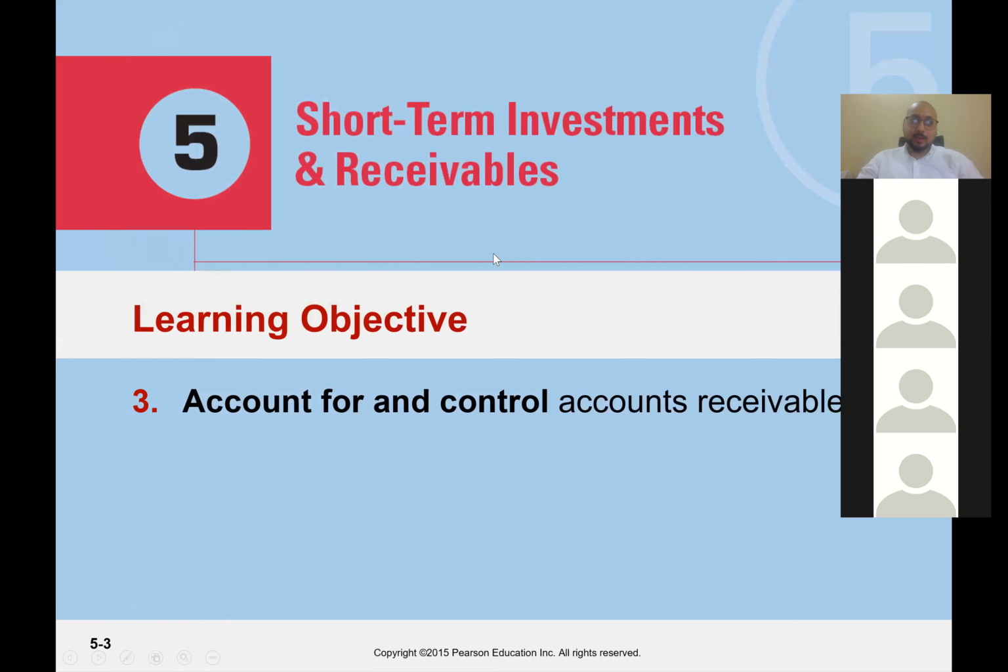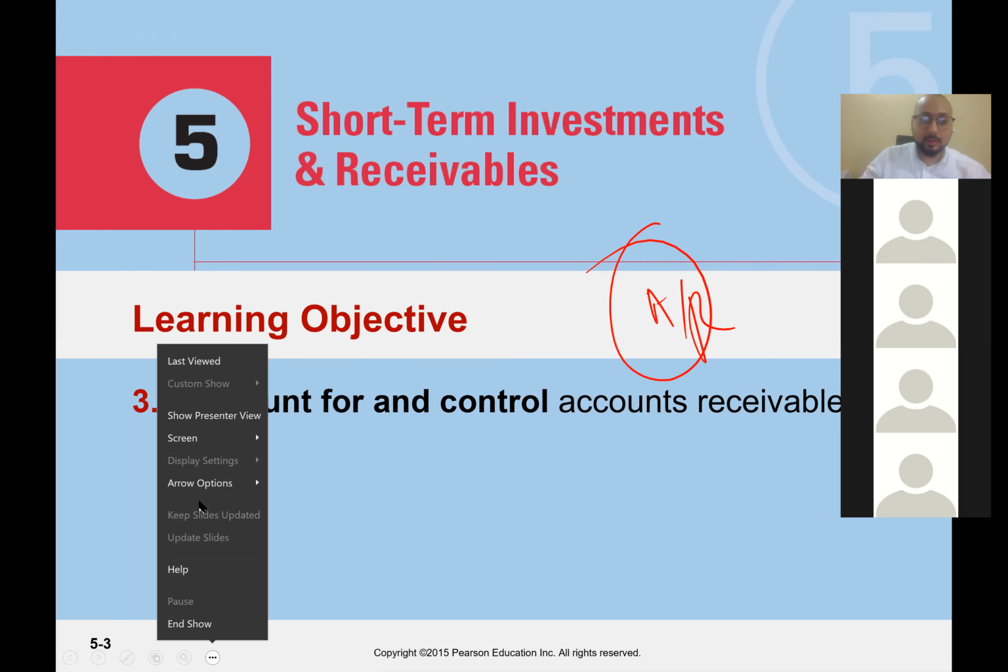Okay, so today we are starting chapter 5. And in chapter 5, we are going to talk about the account receivable. So let me give you the idea of what we are trying to do now and in our next lectures.